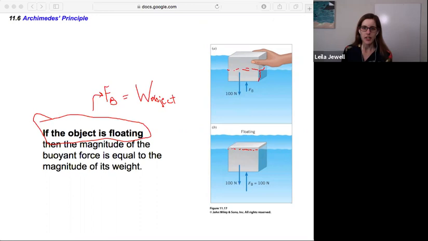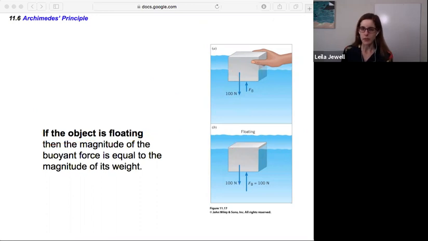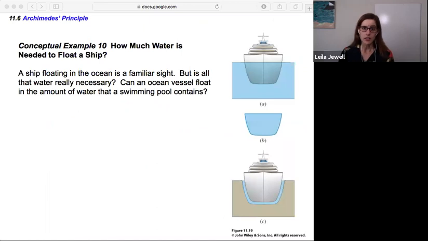But before we get to that, I do want to highlight a couple of other examples of Archimedes' principle in action. So this conceptual example 10, how much water is needed to float a ship? A ship floating in the ocean is a familiar sight, but is all the water really necessary? Can an ocean vessel float in the amount of water that a swimming pool contains? And it turns out you don't need all that water. You don't need an entire ocean to float a ship. All that you need is just enough water to separate the hull from the canal bottom and sides.